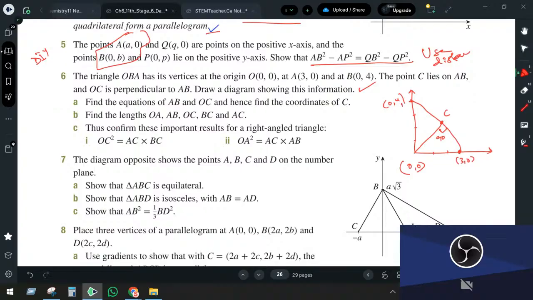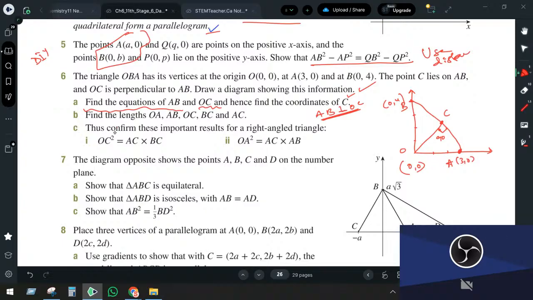What is this? This is B. This is A. Find the equations of AB and OC. So we have the equation. You can do it. Find the equations of AB and OC, then find the coordinates. Because AB is perpendicular to OC. Use this logic to find C. That is the work. Because this is 90.